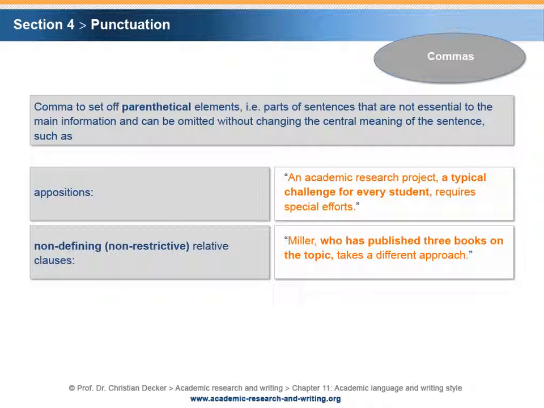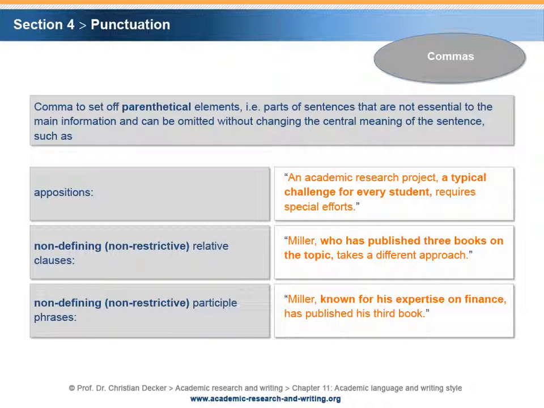Commas are used for setting off non-defining, which means non-restrictive, relative clauses. Example: Miller, who has published 3 books on the topic, takes a different approach. The non-restrictive relative clause gives additional information about the subject but, if omitted, does not alter the meaning of the sentence. The sentence "Miller takes a different approach" is still valid. A similar parenthetical element is the non-defining or non-restrictive participle phrase. Example: Miller, known for his expertise on finance, has published his 3rd book.